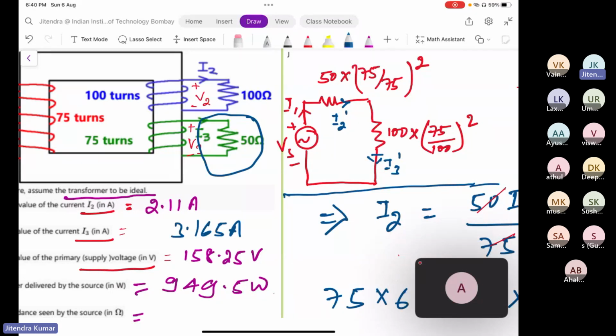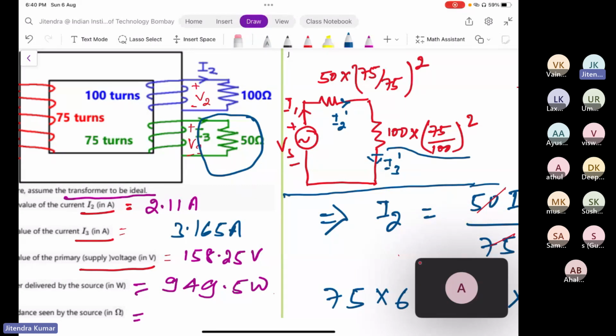Similarly, I3 is also normalized according to the primary winding, and the resistance has also been referred. So, in this circuit, finding the current, voltage and everything has become very easy. That's the use of our equivalent circuit.